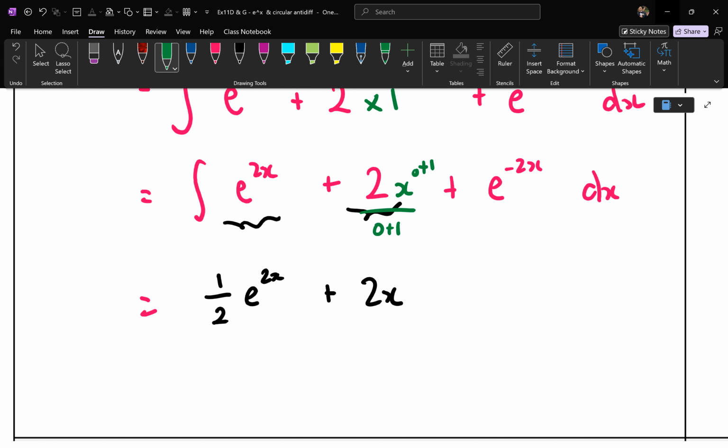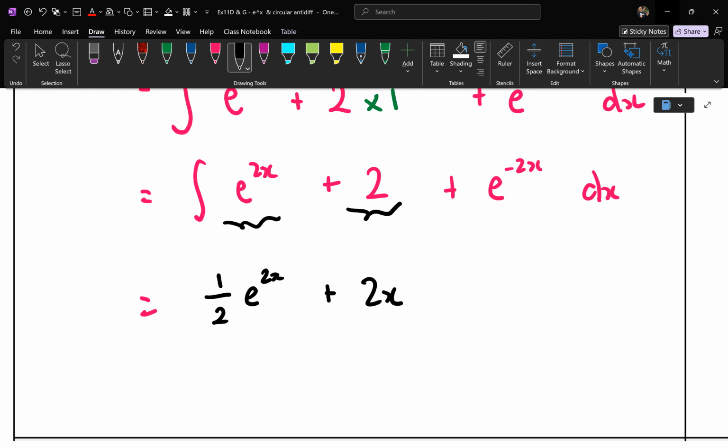So 2 over 1 is 2, and then x to the power of 0 plus 1 is x to the power of 1, which makes sense because the derivative of 2x gets you 2, so the antidiff of 2 should get you 2x. Okay? So that's another way of thinking about it, but I just think of the antidiff of a constant should give you a linear. Yeah?